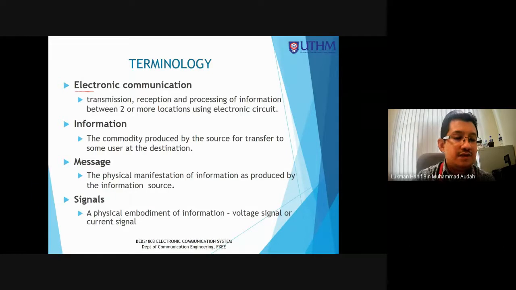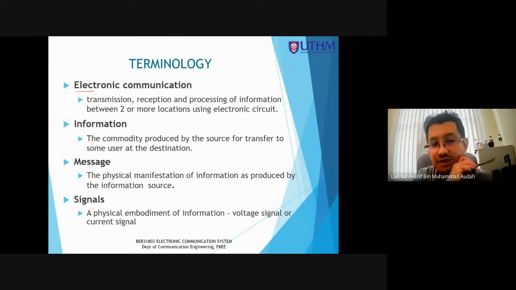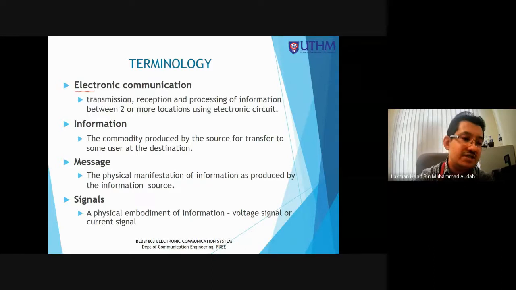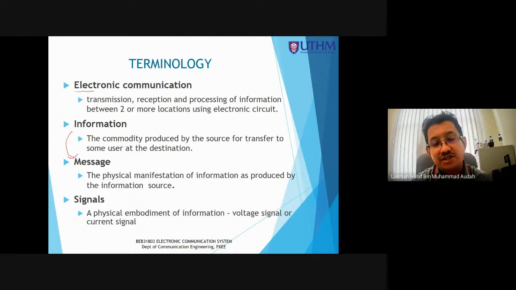And then we have the information. Information is a commodity produced by the source for transfer to some user at the destination. Information ini adalah maklumat yang terkandung di dalam message. So what is the message? Message is the data. Dalam message ada pelbagai jenis information. Within the message there are many pieces of information.